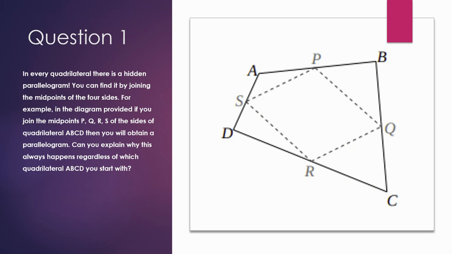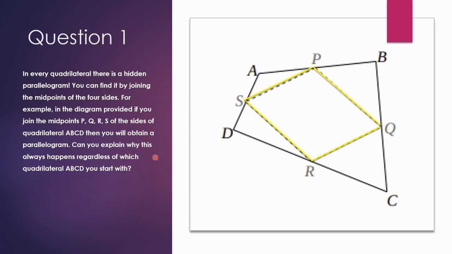In every quadrilateral, there is a hidden parallelogram. You can find it by joining the midpoints of the four sides. For example, in the diagram provided, if you join the midpoints P, Q, R, S of the sides of quadrilateral ABCD, then you'll obtain a parallelogram. Can you explain why this always happens regardless of which quadrilateral ABCD you start with?